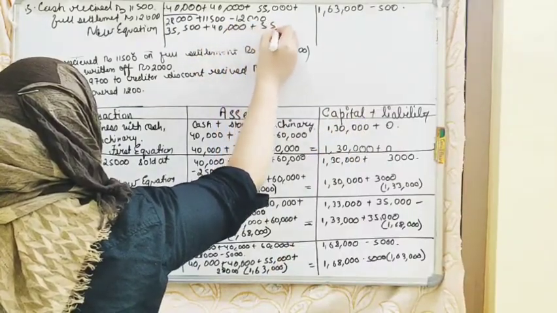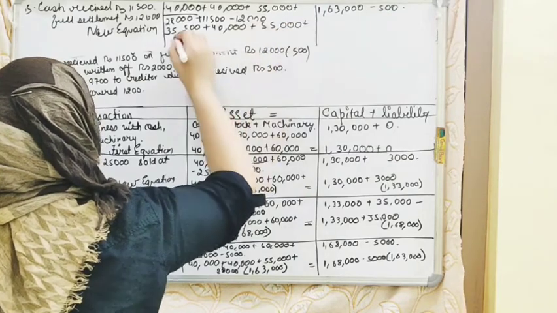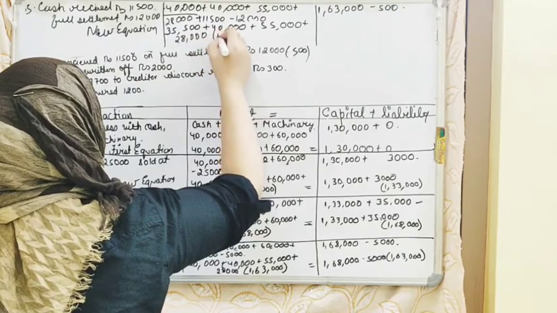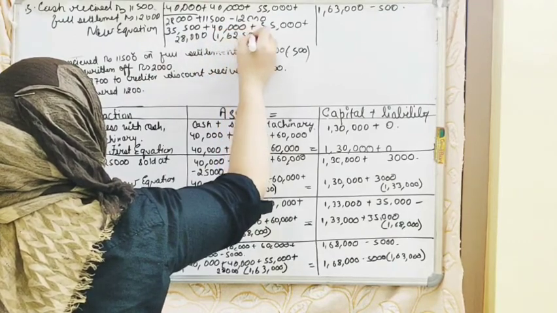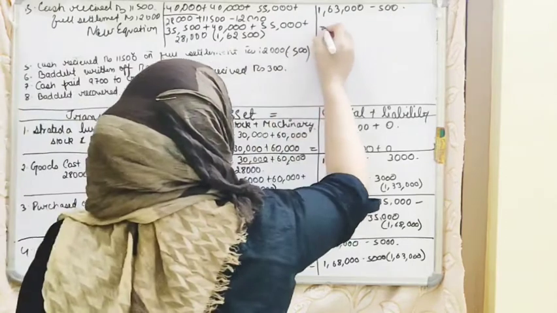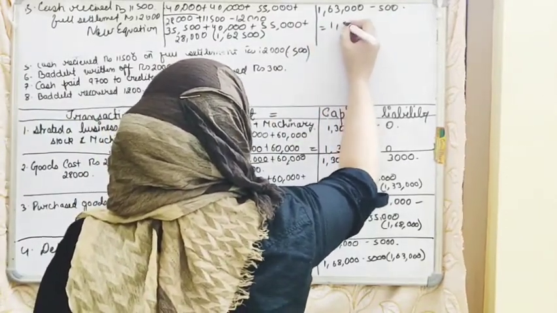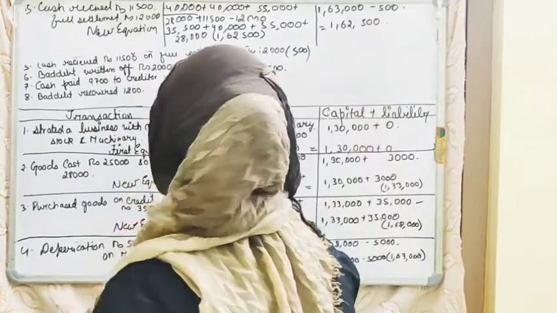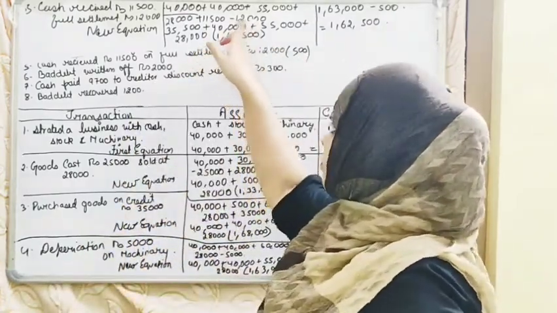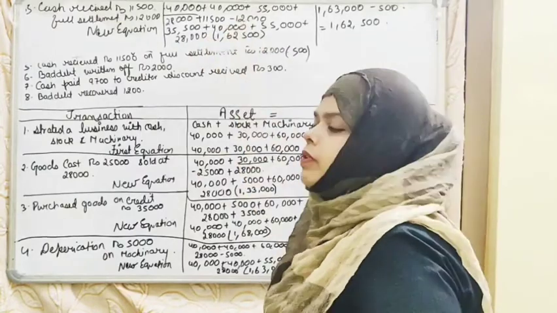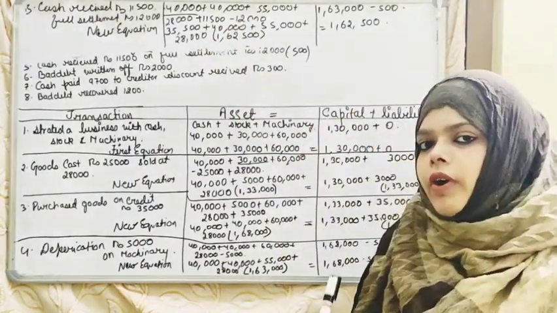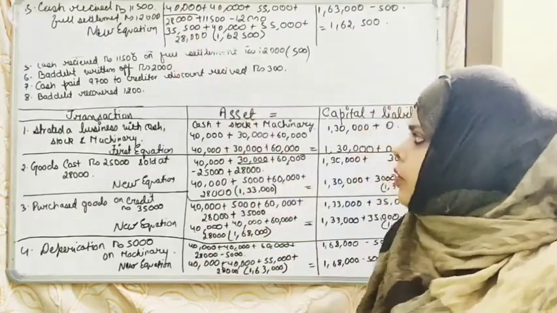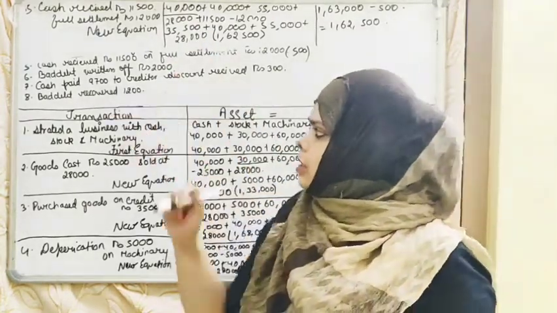Plus 55,000 plus 28,000. That comes to a total of rupees 1,62,500 is equal to 1,62,500. 500 rupees is subtracted from the cash because we gave a discount. We were owed an amount of rupees 12,000, but we received 11,500. So 500 rupees is our loss. So it is subtracted from the amount of cash. Okay. Let us come to the sixth transaction.